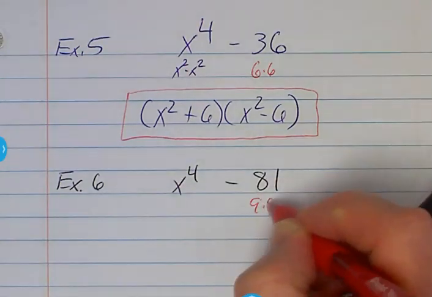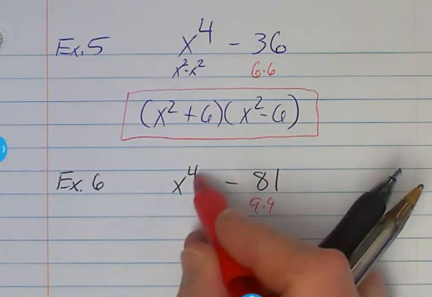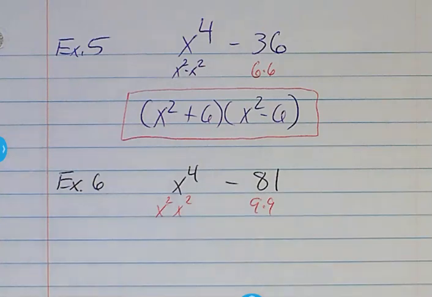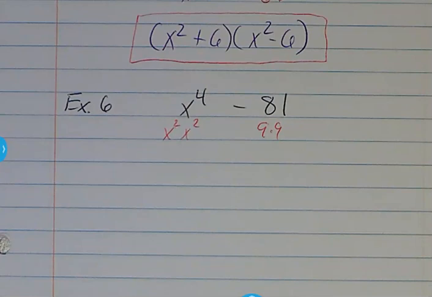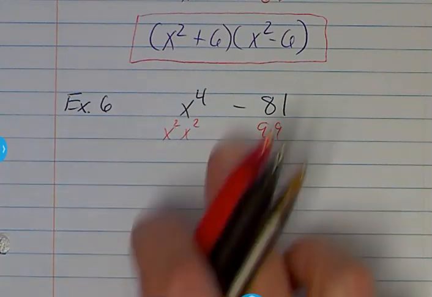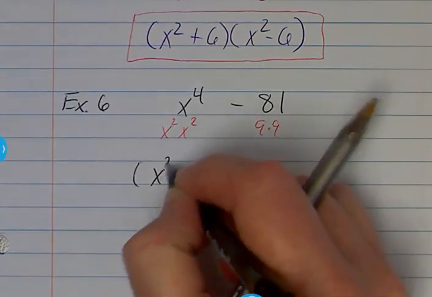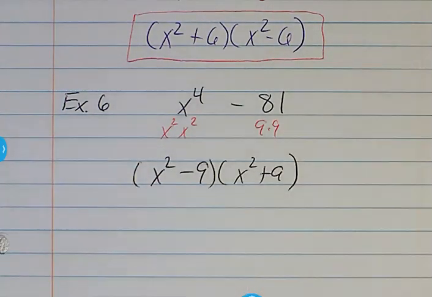81, again, is 9 times 9. To get this one, you basically just cut your power in half. So if this is x to the fourth, that would be x squared and x squared. Okay, again, difference of two perfect squares, so the answer would be x squared minus 9, and then x squared plus 9.